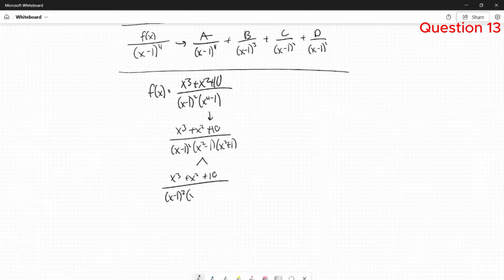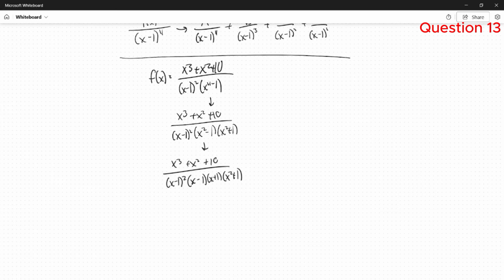You can further factor this out into x minus 1 and x plus 1, and you cannot factor x squared plus 1 anymore. So now we pretty much are at our lowest state here. We have (x minus 1) cubed on the bottom times (x plus 1) times (x squared plus 1). Now it just comes to reconstructing all of these terms together.